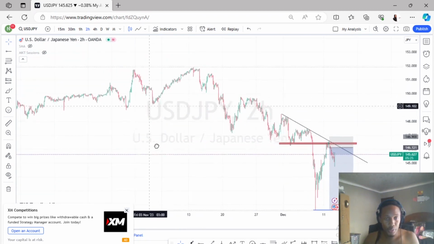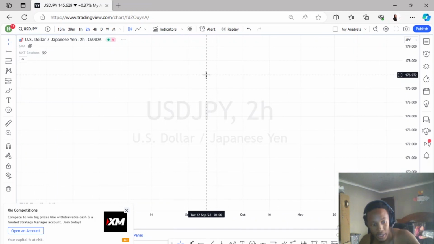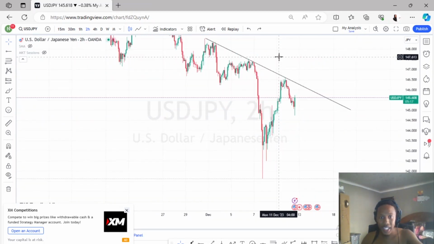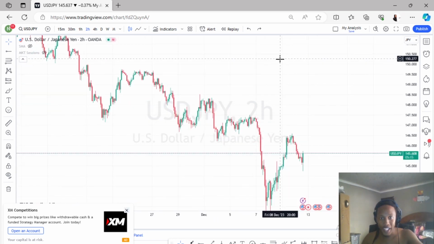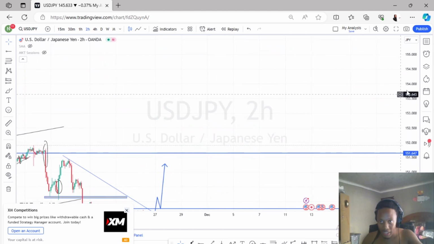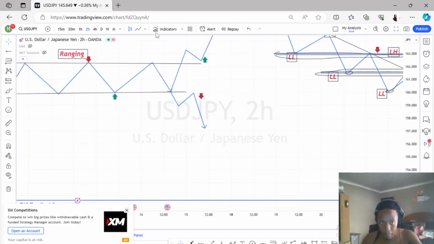So let's go to a ranging market. There's a ranging market whereby the market doesn't have a direction, it's either buying or selling. It's whereby the market doesn't have a real direction where it wants to go, right?